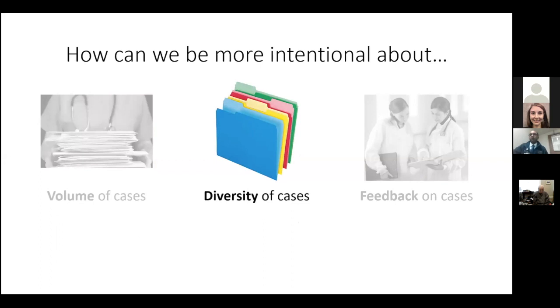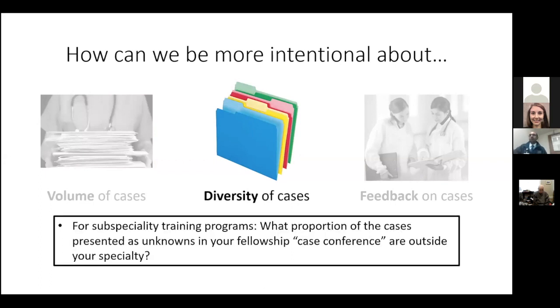In terms of diversity of cases, a question I'll pose to my subspecialty colleagues: what proportion of the cases presented as unknowns in your fellowship programs are outside your specialty? How well are we developing the illness scripts and schema of our learners if we never let them see and learn about with any rigor the diseases that mimic the diseases that they're going to be caring for? And how much could that benefit our ability to consult on cases that end up not being within our subspecialty?